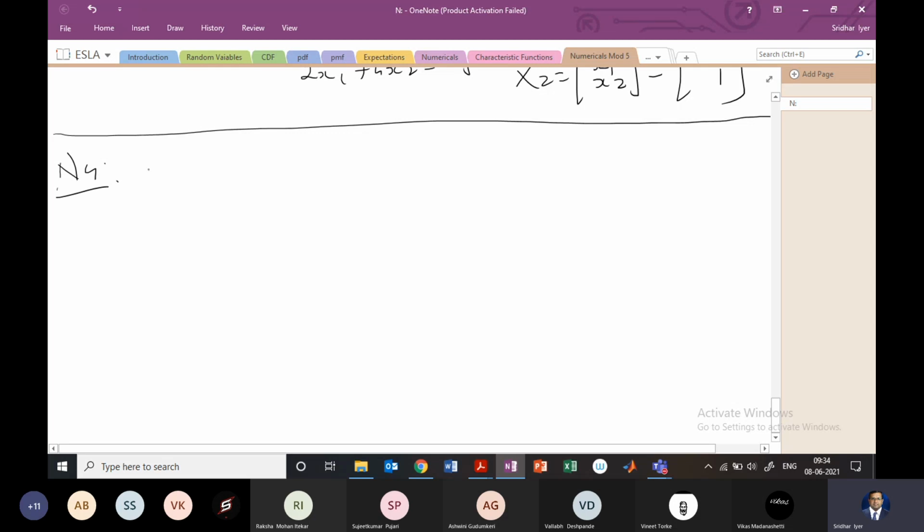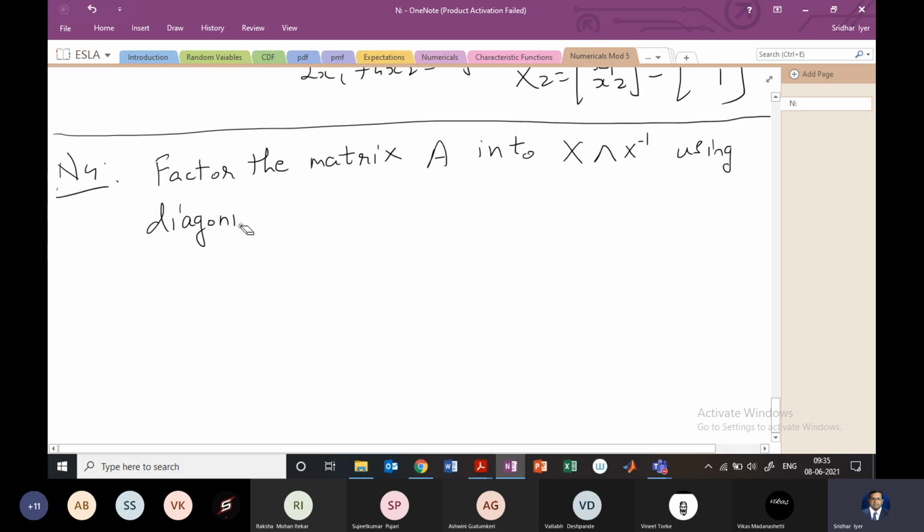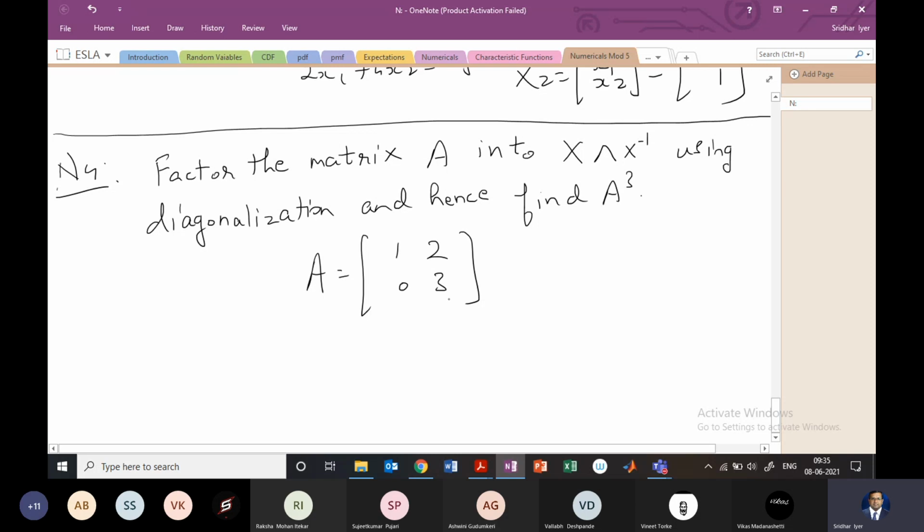So I'll write the question. It says factor the matrix A into x, okay, there's some symbol they have written, almost like a delta x inverse, using diagonalization, and hence find A cube. Okay. So A is given as 1, 2, 0 and 3.